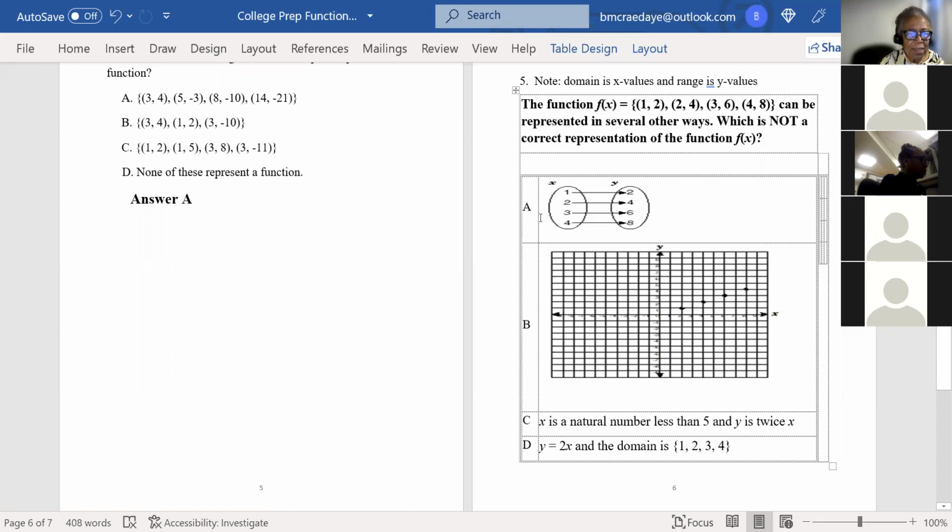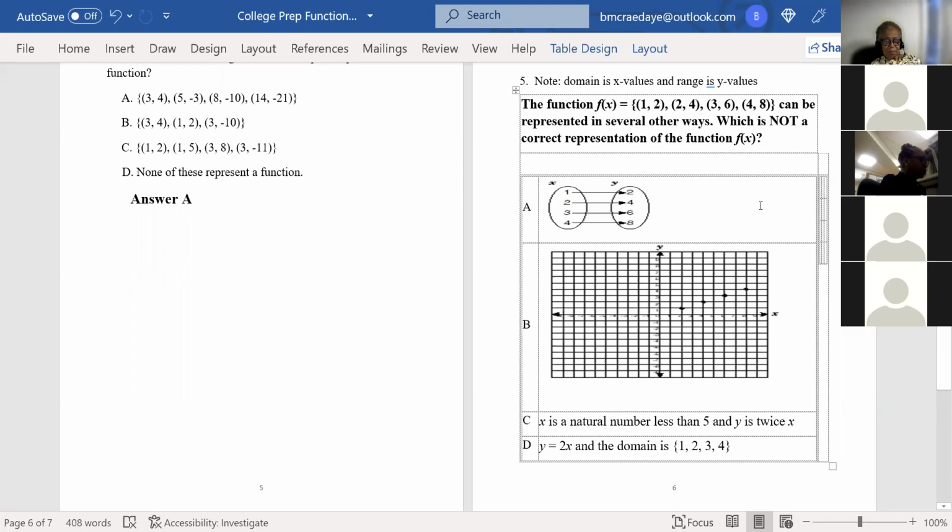Now let's look at this diagram where we're ordering the pairs in this kind of a setup, right? Are your X values the same here as here? Are your Y values the same? Audrey, are they the same? I'm trying to get it up. These are the X values here. These are the Y values. Are they the same as they are in this function?